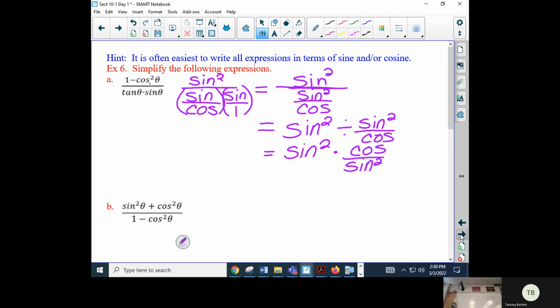And then it's Grady, right? Would I cross out my sine squared? Okay, and I would be left with cosine. Yeah, you could write cosine over 1, yeah.